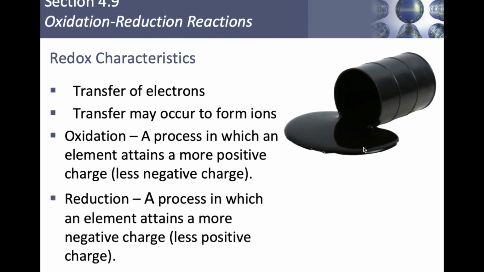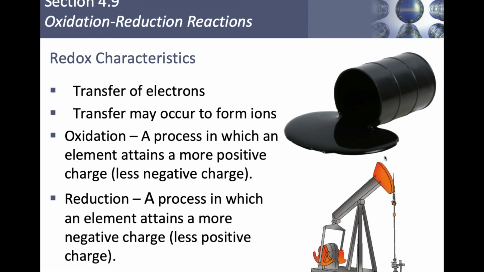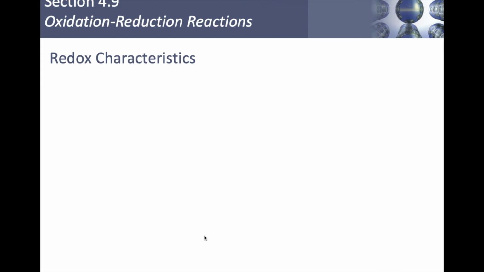Now, reduction. What is reduction? Now, reduction is a little bit more confusing. So, reduction is a process in which an element attains a more negative charge. So, you're actually gaining in that situation. You become less positive when you are reducing something. And so, a good way of thinking of that is rig. So, reduction is gaining. So, oil is oxidation is losing. Rig is reduction is gaining. And what are we gaining? We're gaining, in this case, electrons. Or you can think about it from the case of charge instead.